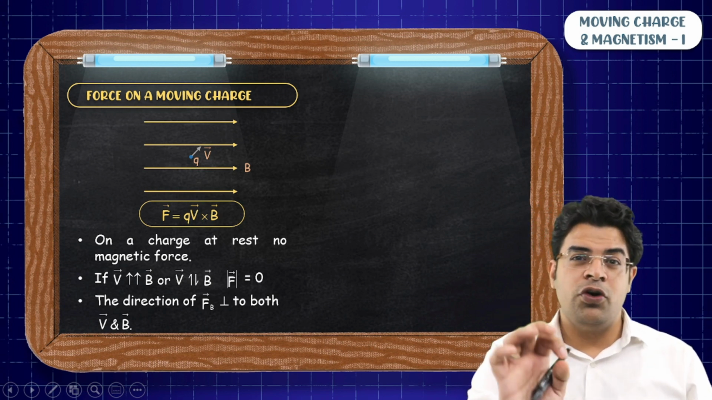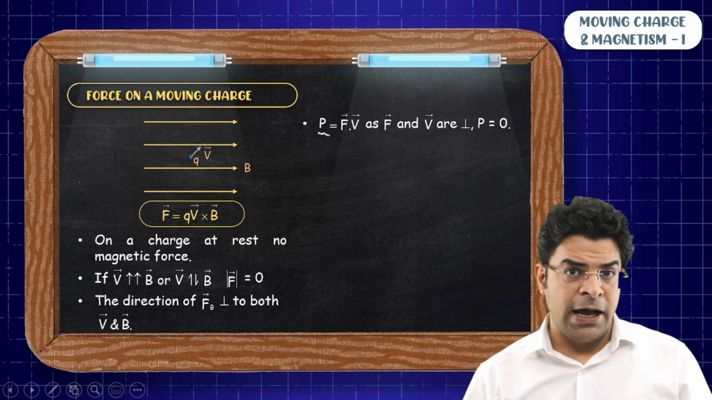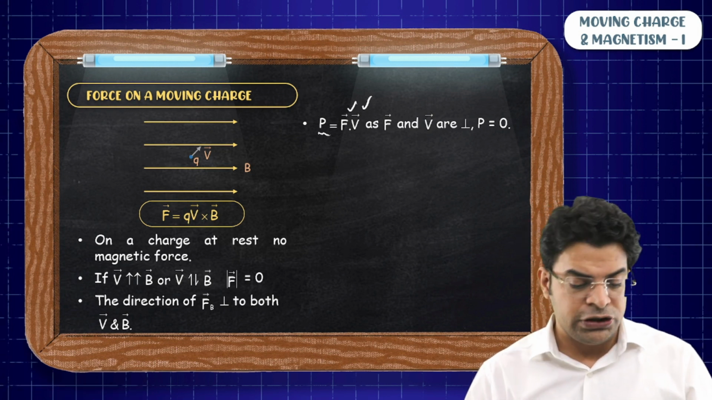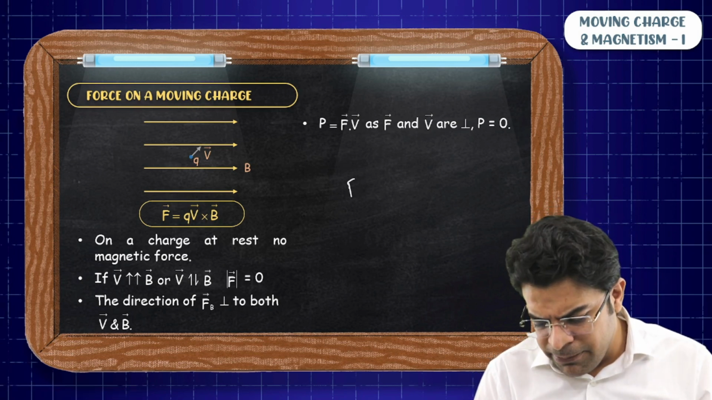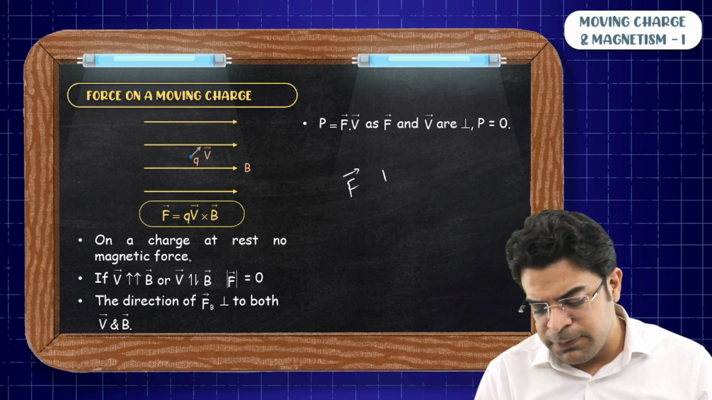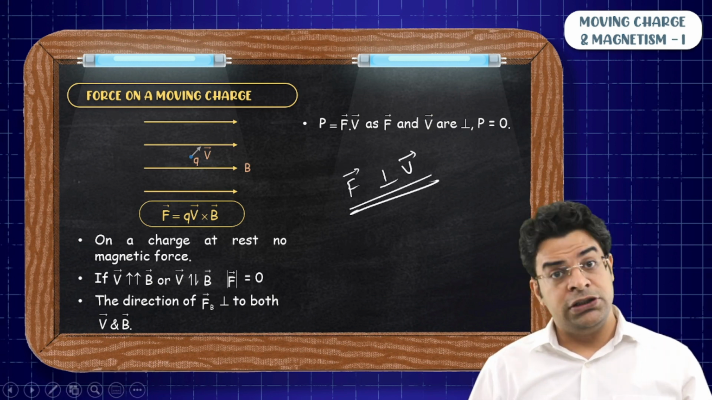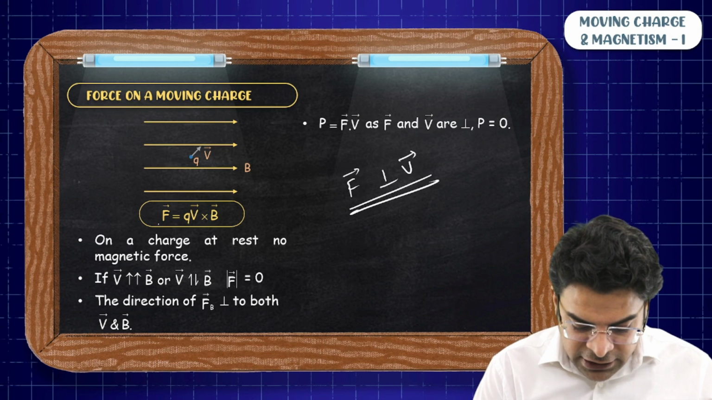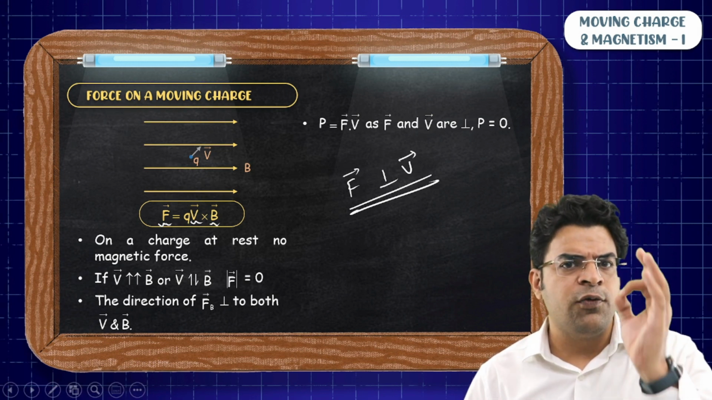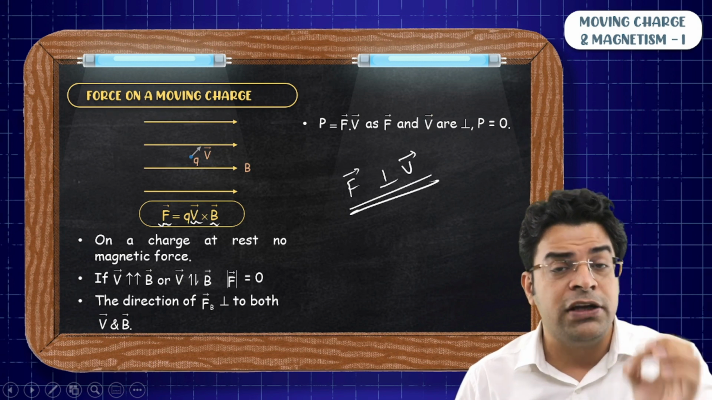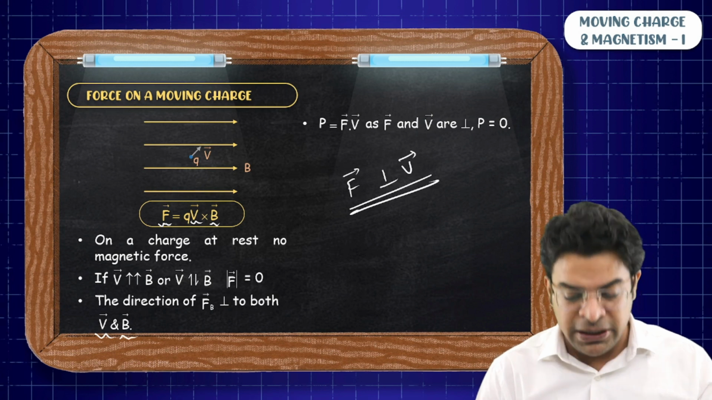Now comes the fourth point, which is a very important point. We know that the power delivered by a force equals force dot velocity. Can I say with 100% guarantee that the magnetic force acting on a charged particle must be perpendicular to the velocity of the charged particle? Yes, sir. Why? Because, sir, you are getting force from the cross product of velocity and magnetic field, and if you are getting force from the cross product of velocity and magnetic field, the force must be perpendicular to both velocity as well as magnetic field.